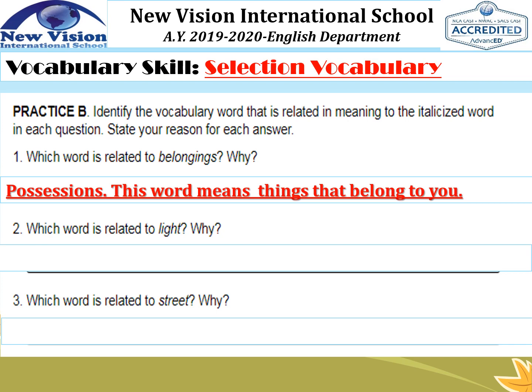How about number 2? Which word is related to light and why? Put the word and then explain the meaning of that word. Same with number 3. Which word is related to street and why? Explain it. Take your time in answering.